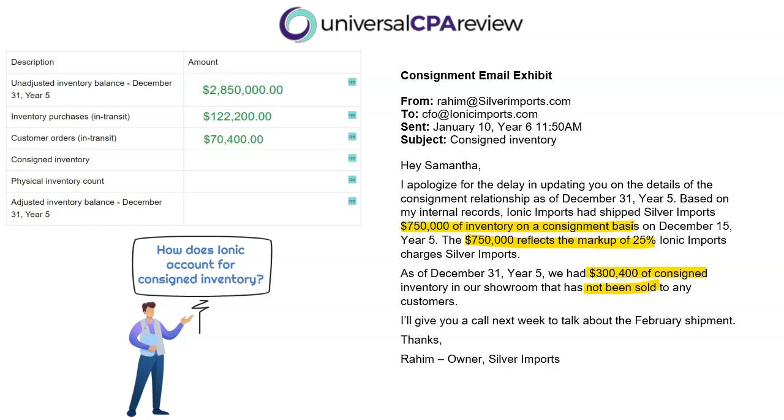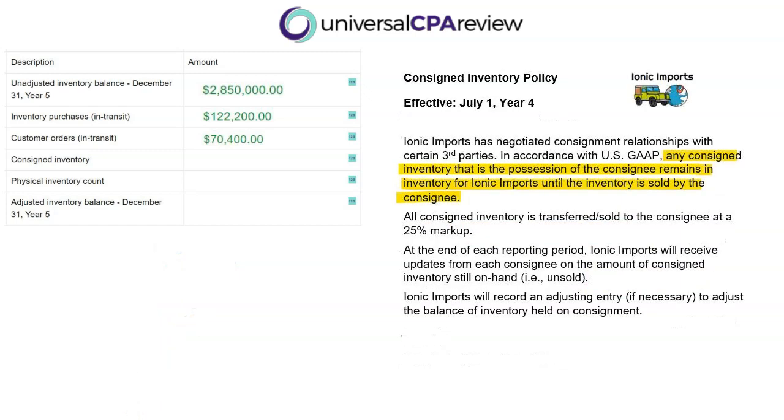Now the one thing we don't know is, did Ionic Imports properly account for consigned inventory? Because what we know under US GAAP is that even though it's not in their possession, because it's on a consignment basis, Ionic would still include that inventory on their balance sheet. So what we can do is bring up the consigned inventory policy to determine what their policy is. And it says that they follow US GAAP and that any consigned inventory remains on their balance sheet until it's sold by the consignee. Now it also tells us about that 25% markup, and it also says that they receive updates from the consignee at the end of the period.